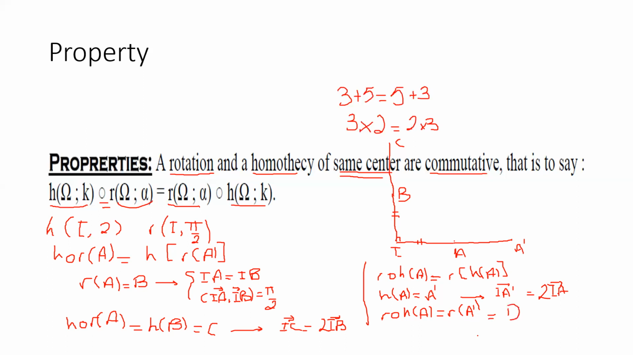Meaning R of A prime equal D, which means IA prime equal ID, and the angle IA prime ID equals pi over 2. Yes, pi over 2. IA prime to ID. Here we made a rotation. Yes. Where does D come out?